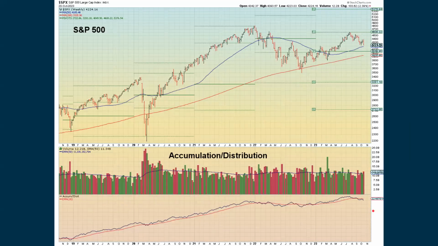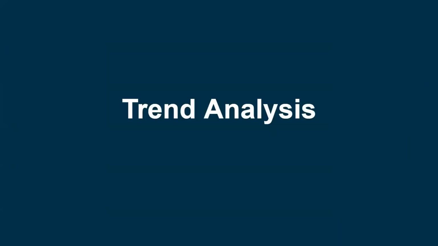Accumulation distribution. This is a bit of a concern. On the daily chart, we're dropping below the red line. We're also dropping below the red line on the weekly chart. That's confirming each other. That's suggesting that the smart money is selling right now.